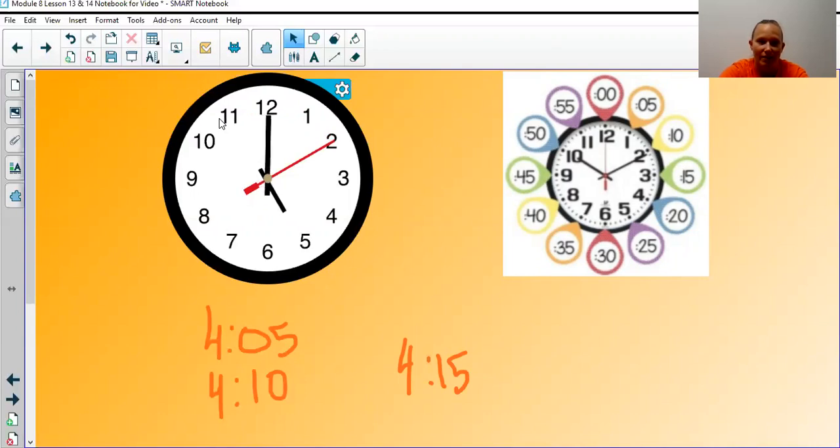So again, going around the clock, you can count by 5s with each number on the clock. When we go a quarter of the way around, we can say quarter past. When we go halfway around, we can say half past. And when we go another quarter of the way around, we can say quarter to. All the way around would be the next new hour.